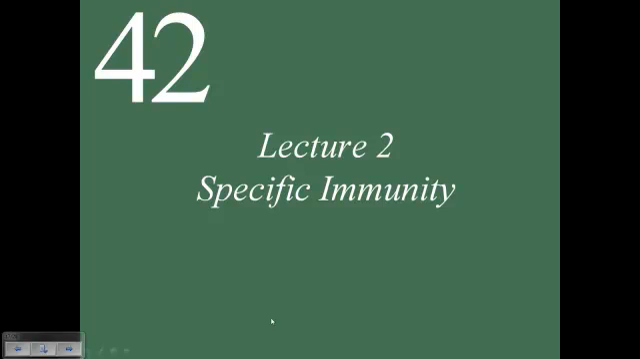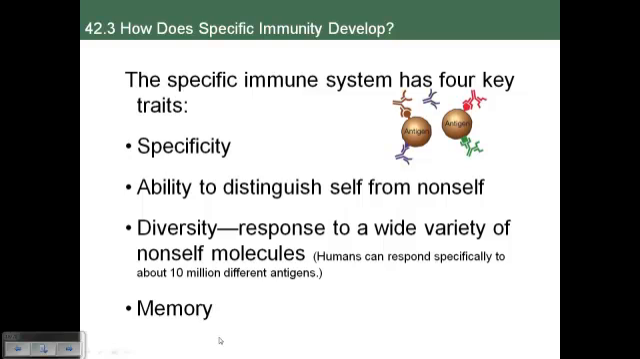Okay, this is lecture 2 of chapter 42, the immune system, and this is going to be on specific immunity. The specific immune system has 4 key components. One is specificity. So your specific immune system has to be specific to the antigen that it's attacking. The other is that it has to be able to distinguish self from non-self. So you don't want to be attacking your own cellular components or your own cells. You want to be able to recognize self from non-self.